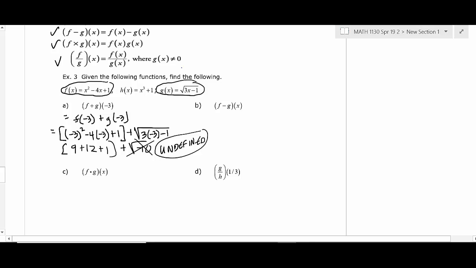Okay, all right. The next one, what you're doing is subtracting the two functions. So what we'll do on this is write f of x minus g of x. You want to set it up, and it's just kind of an algebraic simplification problem. So I'm going to take f of x, which is x squared minus 4x plus 1. Then I want to subtract off the g of x, which is the square root of 3x minus 1, like that. Now, there's nothing you can do on that problem. There are no like terms or anything.